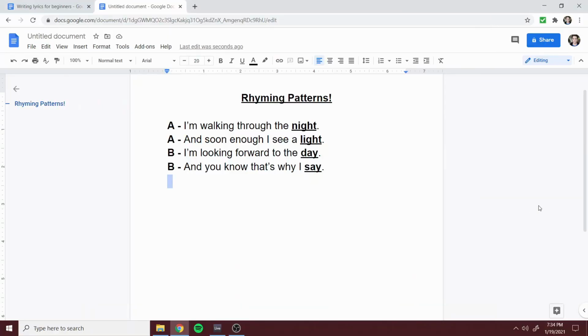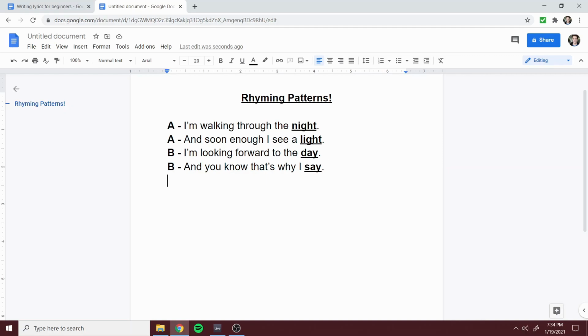Today I'm going to be talking about basic tips and tricks for writing lyrics. Alright, the first thing that I want you guys to learn is about rhyming patterns. Basically, it's the word that we end on at the end of every sentence and whether or not they match the next line or the previous line.